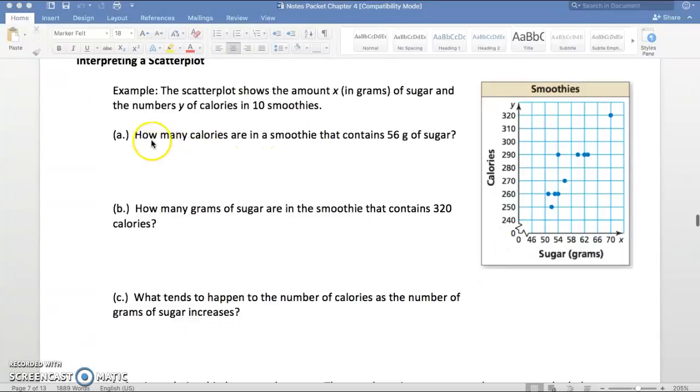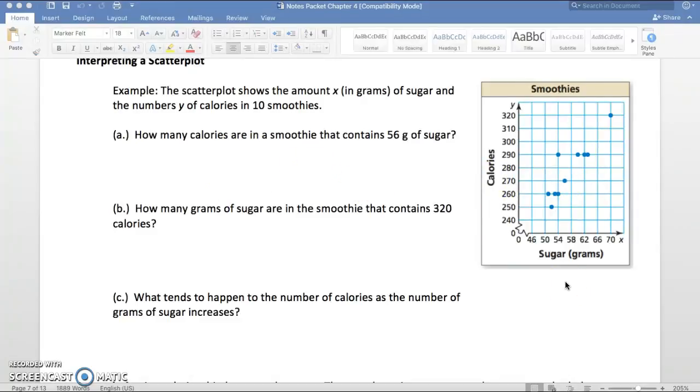Okay, so what we do is we can answer questions based on the data. So question A, how many calories are in a smoothie that contains 56 grams of sugar? So we look down here at our sugar, we find where 56 would be. 56 would be here between 54 and 58. So then we travel up our graph at 56 and we look there. How many calories would we have in 56 grams of sugar? Looks like it matches up with 270 calories. So that would be our answer right here, 270.